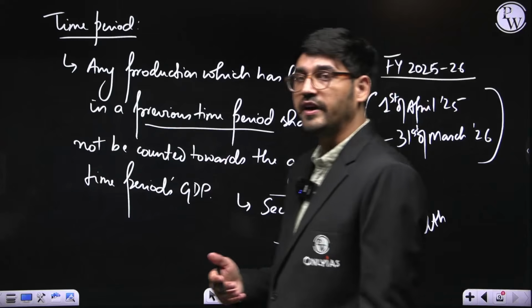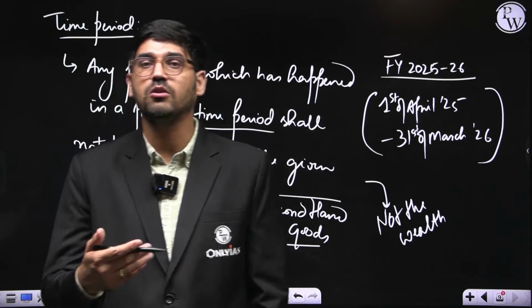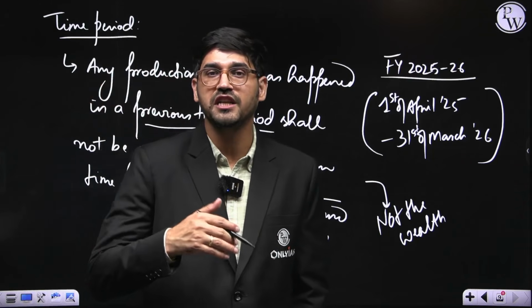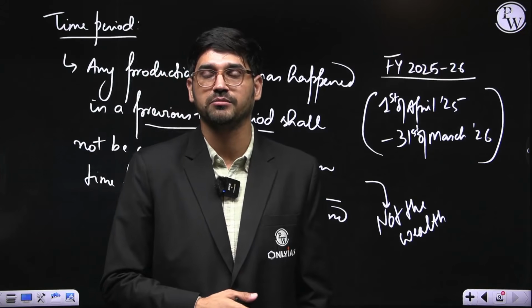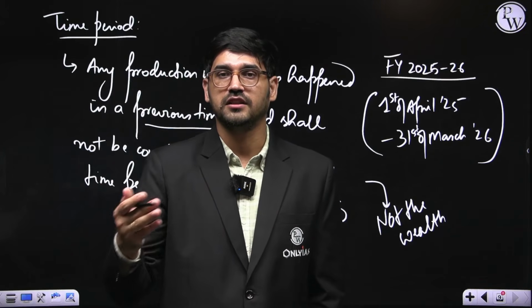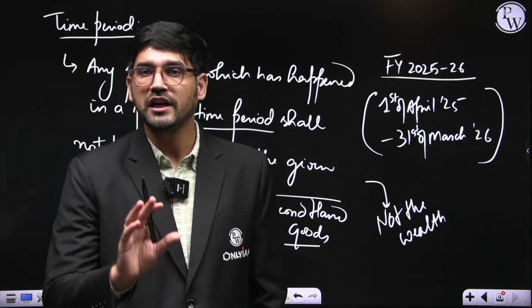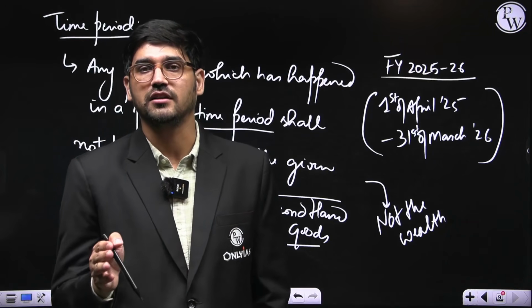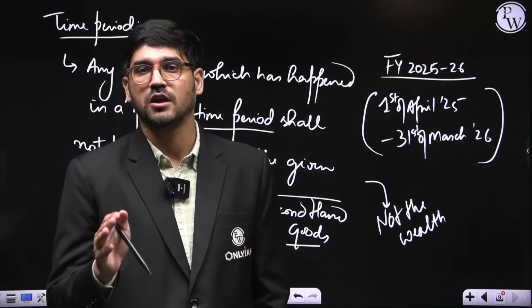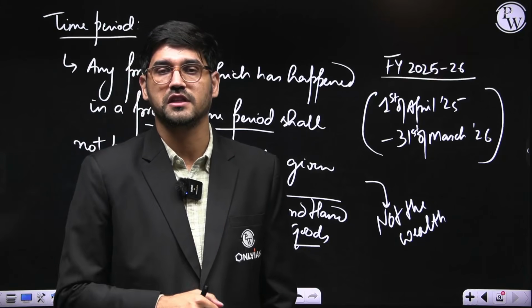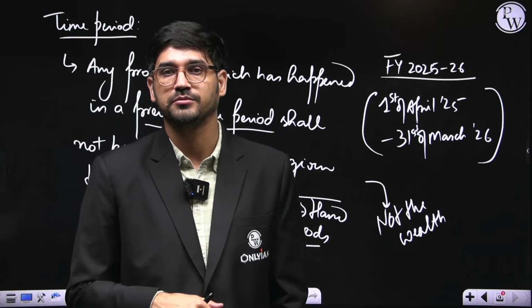GDP is a flow variable. It has a high correlation with the wealth of an economy, but GDP itself is not the wealth of an economy. Every year, the economy is producing some goods and services. We are only interested in knowing during that year how many final goods and services, or what was the market value of these final goods and services which are produced during that period.